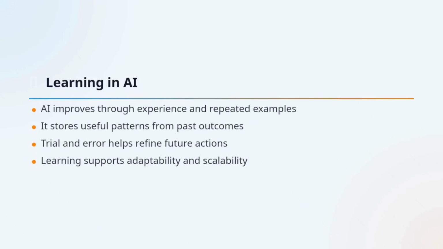The first component is learning, and this is where AI begins to build capability. Just like a child learning to ride a bicycle, AI often improves through trial and error, gradually identifying what works and what does not. It can remember useful items such as solutions, vocabulary, or patterns that led to successful outcomes. This is what makes AI more adaptable over time and gives it a strong foundation for more advanced tasks.